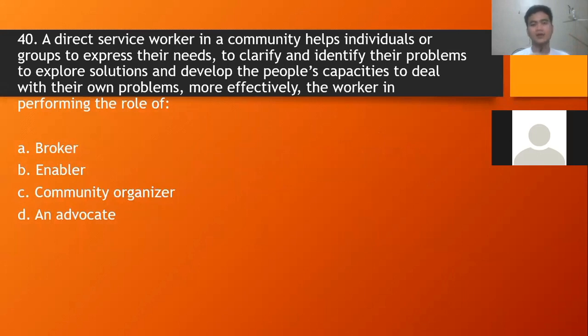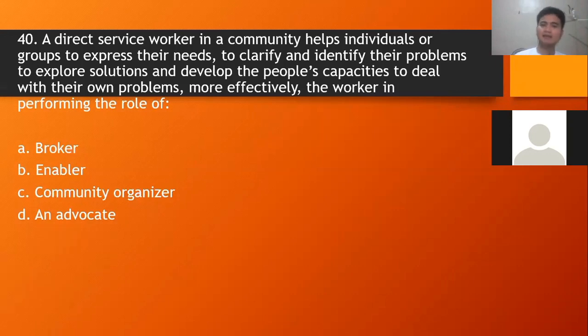B, enabler. Okay. Pag sinasabi nating broker, ibig sabihin, may kliyente ka, you connect that client to an existing resources outside your system. Tama yung word ni Miss Agilo. You link. For example, if walang resources sa yung agency, you link that client to the existing resources in the community perhaps, in other organization perhaps, that is the role of the broker.